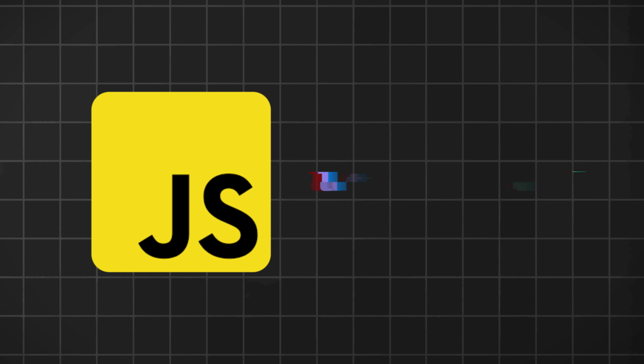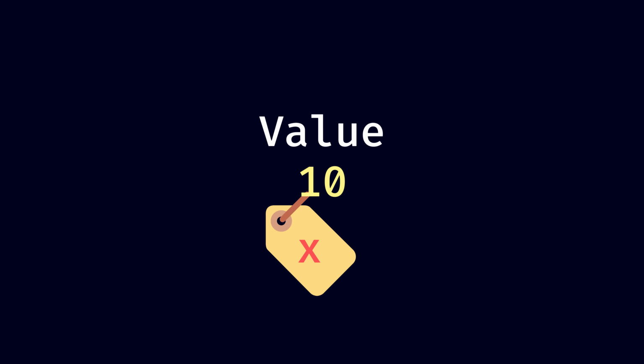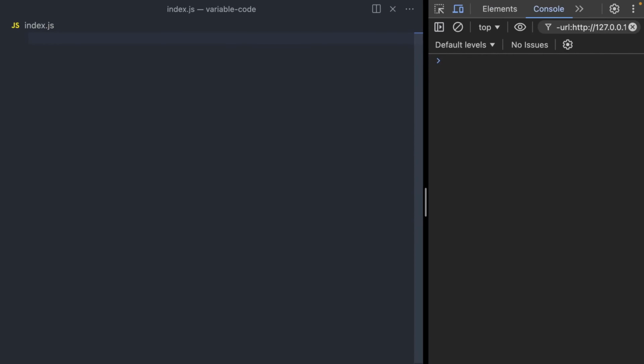In JavaScript, a variable is like a container that holds a value. Think of it as a label that you can attach to any value. Once you've attached that label, it acts as a reference to the value it's holding. Let's break down how this works.